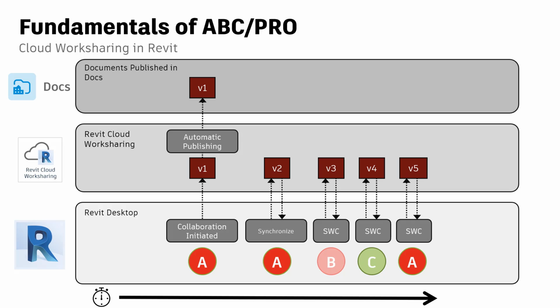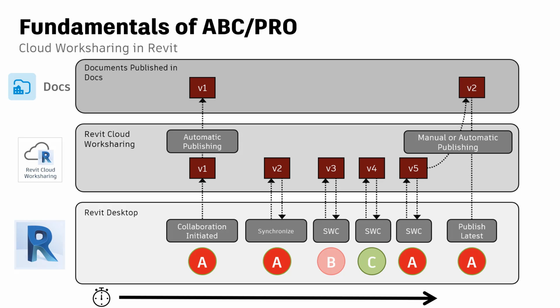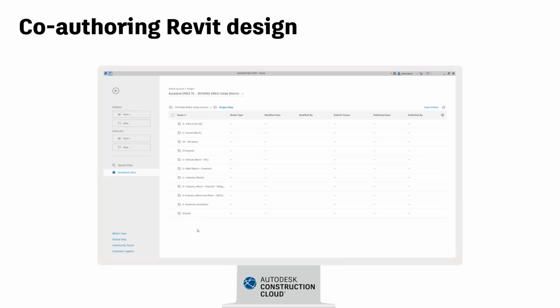Once the design team decides to publish that and to make it visible on Autodesk Docs in an internet browser, for example, for an owner or a BIM manager or coordinator, they can manually or automatically publish the new version, which will make it a version 2 that is accessible in an easy way without having to open Revit to consultants or the client, for example. Let's see how it works.